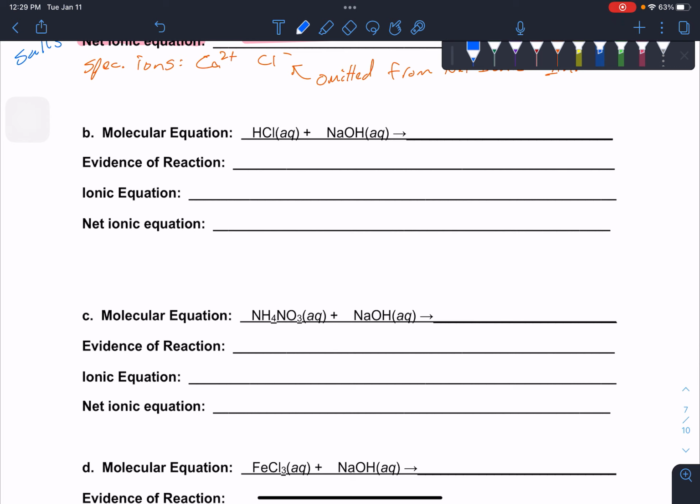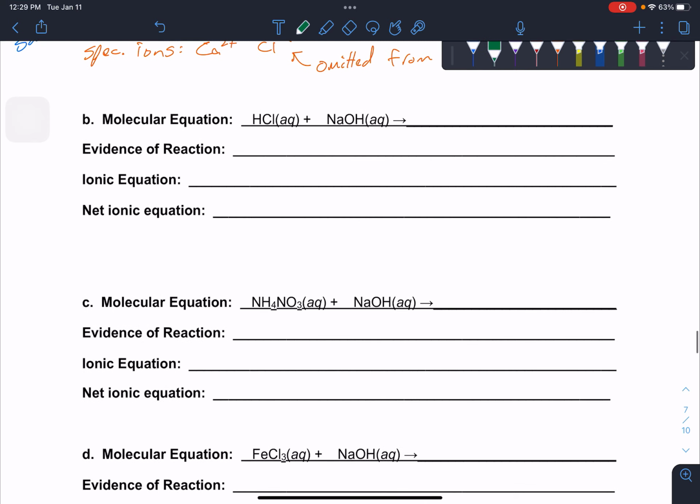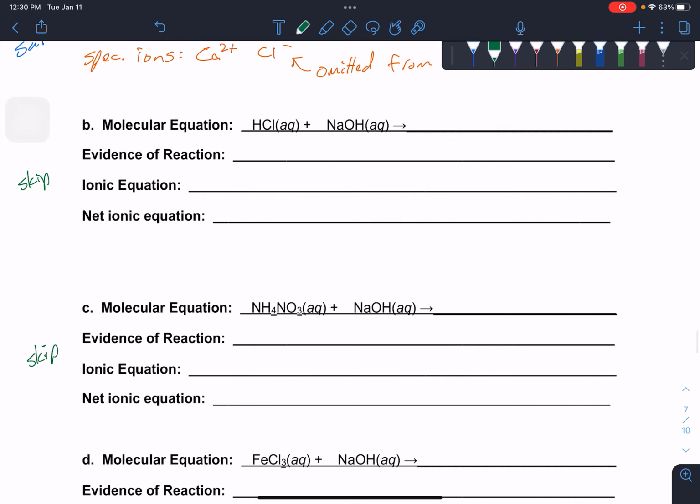Experimentally, because I think I'm going to do this as a demo in class when the time comes, we're just going to skip B and C, and I'll explain a little bit why. So we're not doing those today? No, don't worry about them. Do you want us to still write out the equation? Yeah, but we're just not doing the experiment.